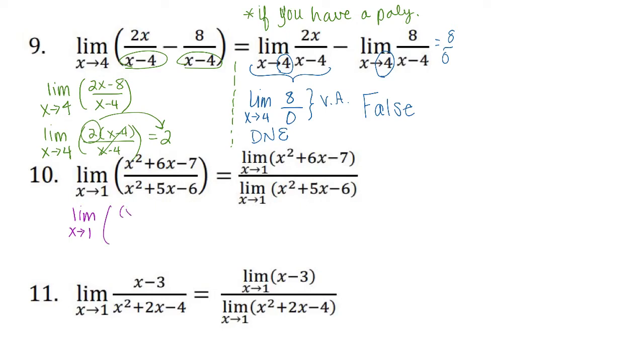And in the numerator, it looks like we're going to have x plus 7 times x minus 1. In the denominator, I'm going to have x plus 6 times x minus 1. So it looks like we're going to have a removable discontinuity. I'm removing it. And so when I sub in my limit value at 1, it looks like the numerator is 8 and the denominator is 7. All right, let's compare this over on the other side.